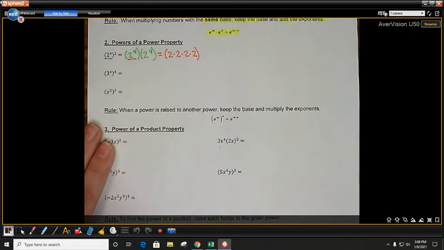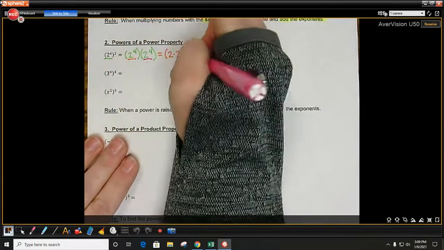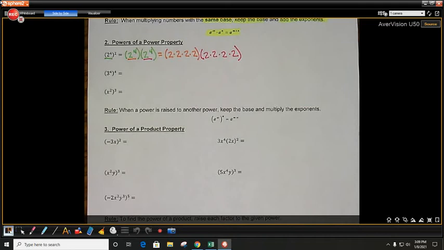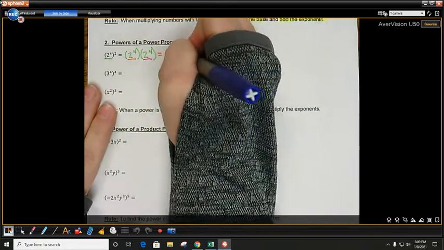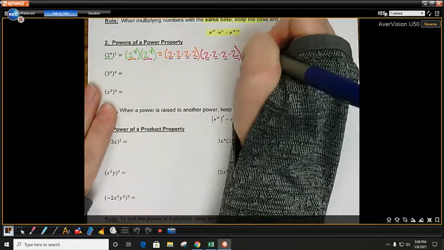But then I also need to expand my second parenthesis, which also says 2 to the 4th power. So that also means 2 4 times. So I'm done expanding it because I have no more exponents. So now I'm going to put it all back together. I have 1, 2, 3, 4, 5, 6, 7, 8 2's. So that's 2 to the 8th power.